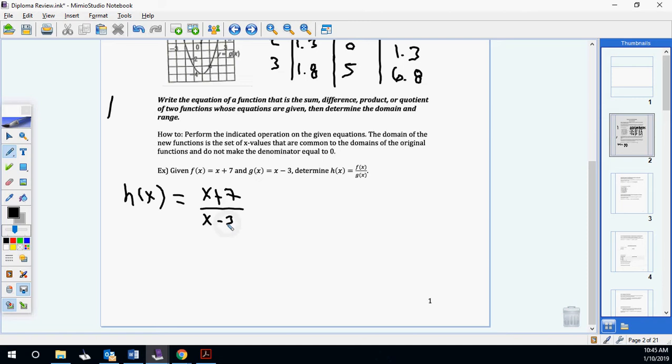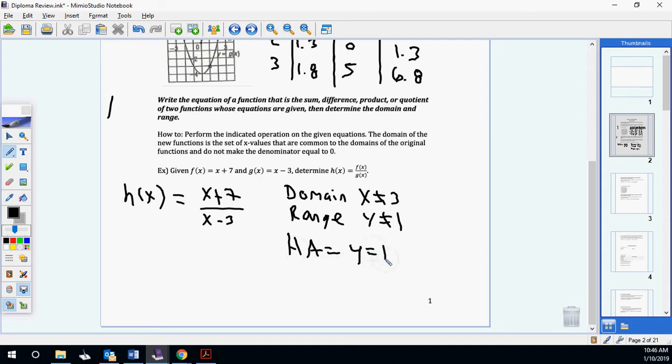So let's just look at that for a second. What's our domain? Yeah, domain is x can't be 3. What's the range? Close. Yeah, its range is y can't be 1. Because y, what's the horizontal asymptote? Horizontal asymptote is y equals 1.